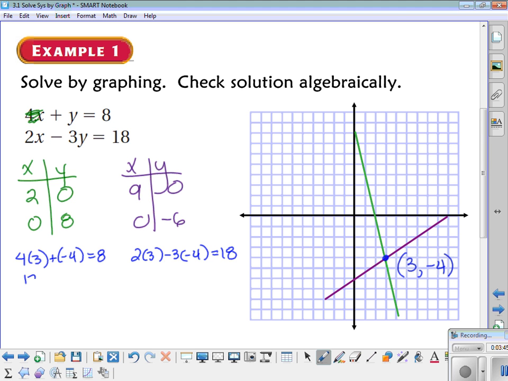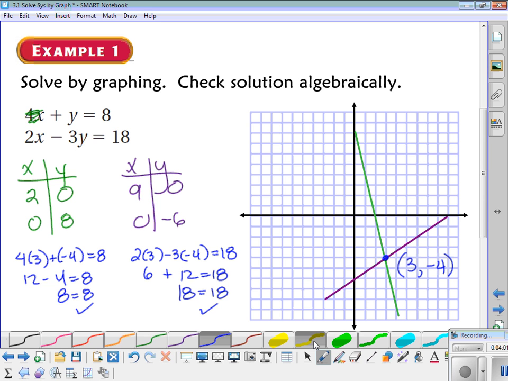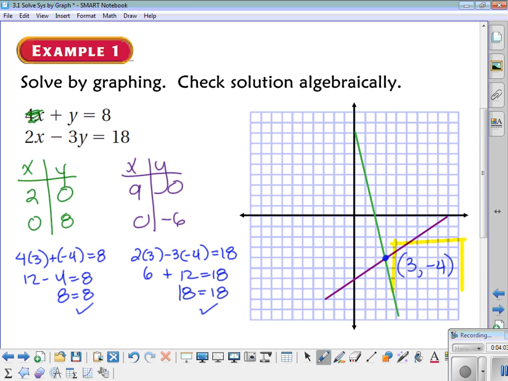So here I get 12 minus 4 equals 8. That one works. And here I get 6 plus 12 equals 18. So that one works. So that means I did the graphing right. And so my answer is 3, -4. Okay? Any questions?